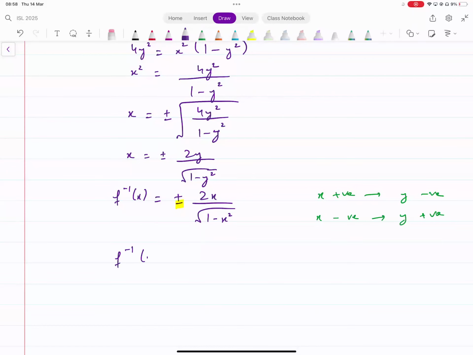तो फिर आप फाइनल रिजल्ट क्या रखोगे? You'll say f inverse of x is equal to minus 2x divided by square root of 1 minus x². That is what the inverse turns out to be. आप इस पे नेगेटिव चूज करोगे। Is that okay?